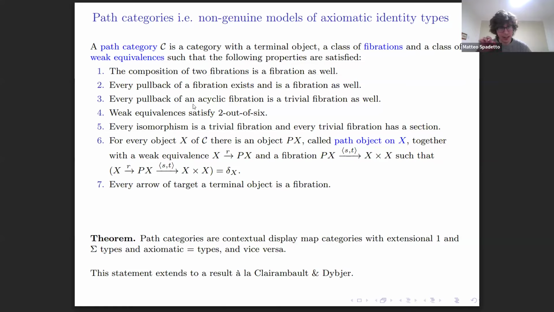I think there's another detail that a path category has more, but I cannot tell at this moment which it is. There was another subtle difference. Maybe if Daniel is in the audience, then he knows for sure. Okay.